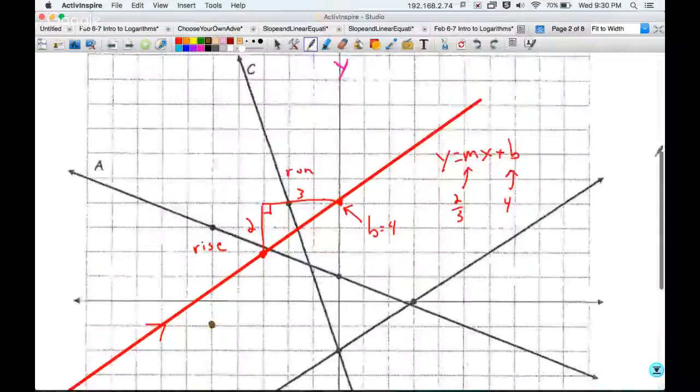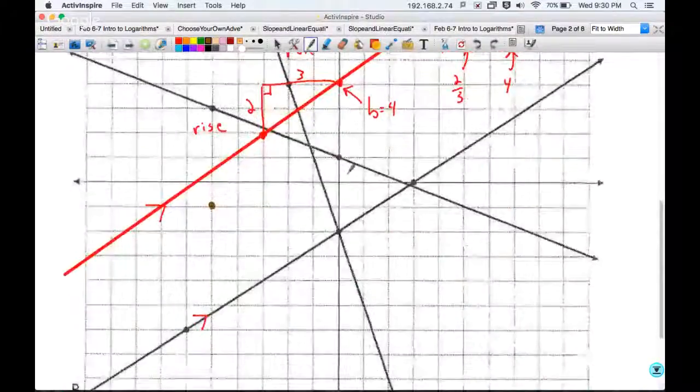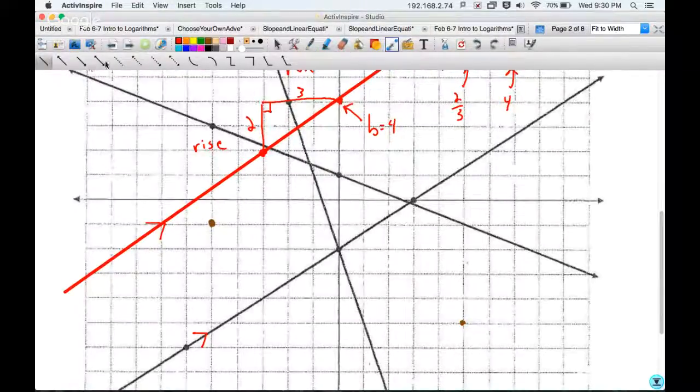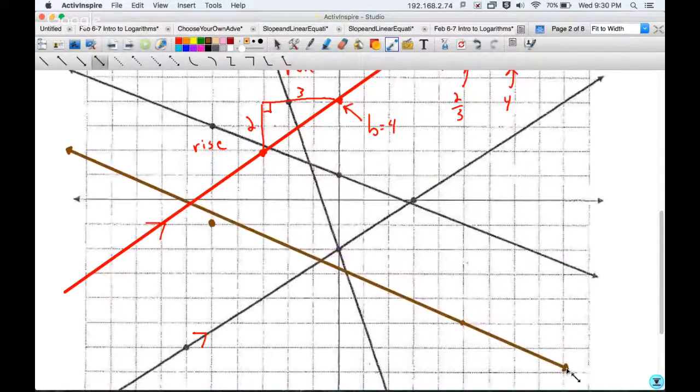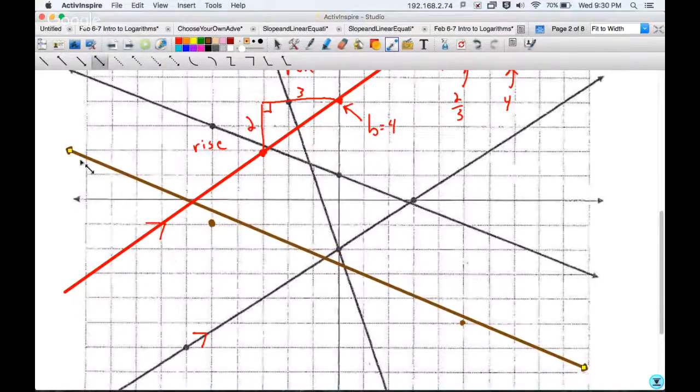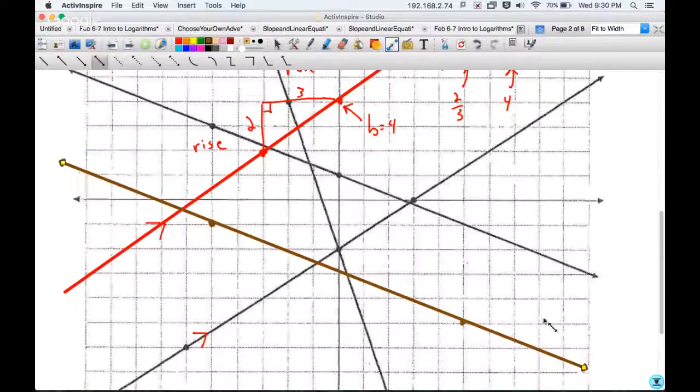The next point is 5, -5. Back to my origin, over 5. 1, 2, 3, 4, 5. I then go down 5. 1, 2, 3, 4, 5. Draw a point, connect them up with a straight line. And we're going to do our best to make it go right through those points, just like that.